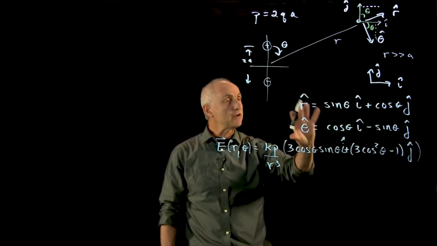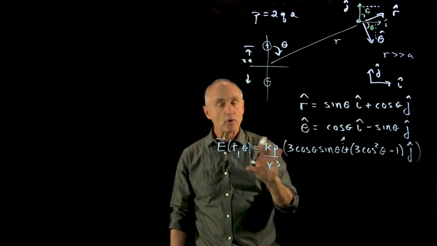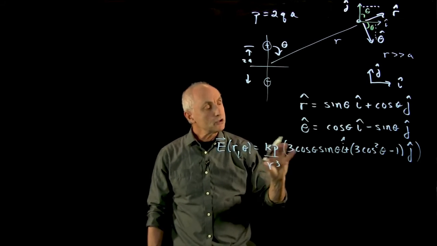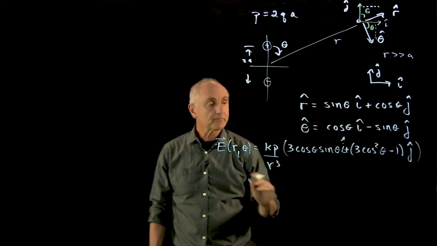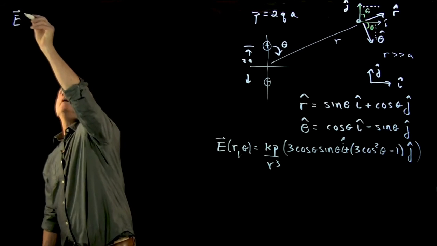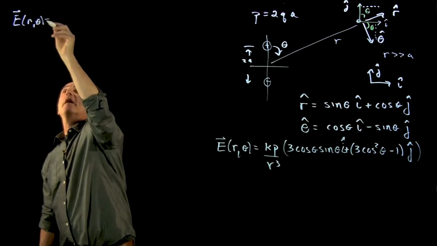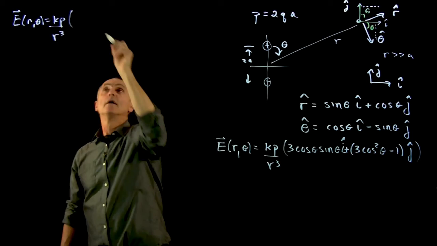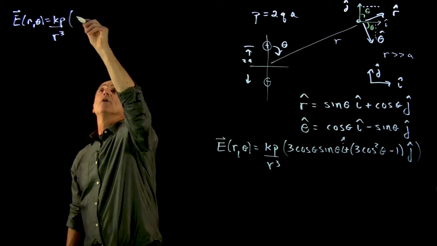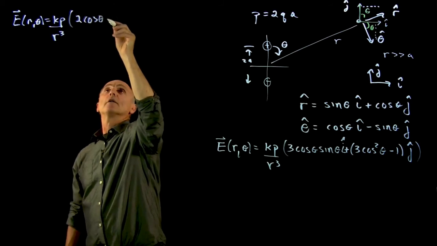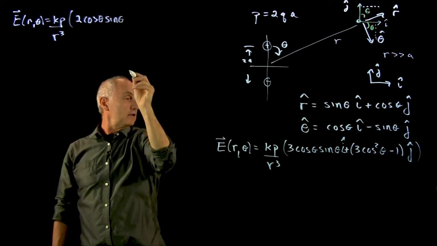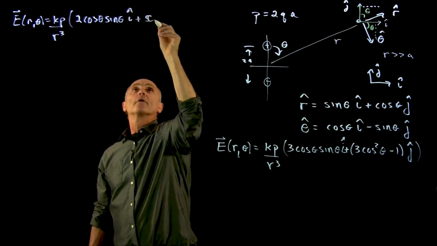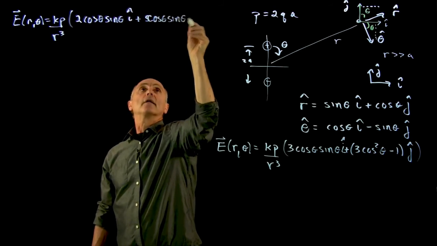Now, what I'd like to do is express everything in terms of r hat and theta hat. And the reason we want to do that is it's often a very convenient way to express the dipole field. And what we're going to do is play a few mathematical tricks here. First thing we'll do is write this as kp over r cubed. And I'm going to write this as two terms. I'll have a 2 cosine theta sine theta i hat plus another term cosine theta sine theta i hat.